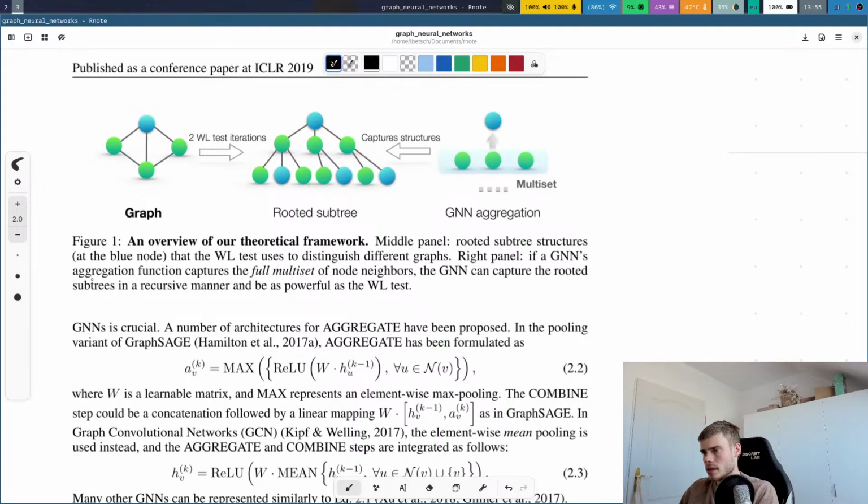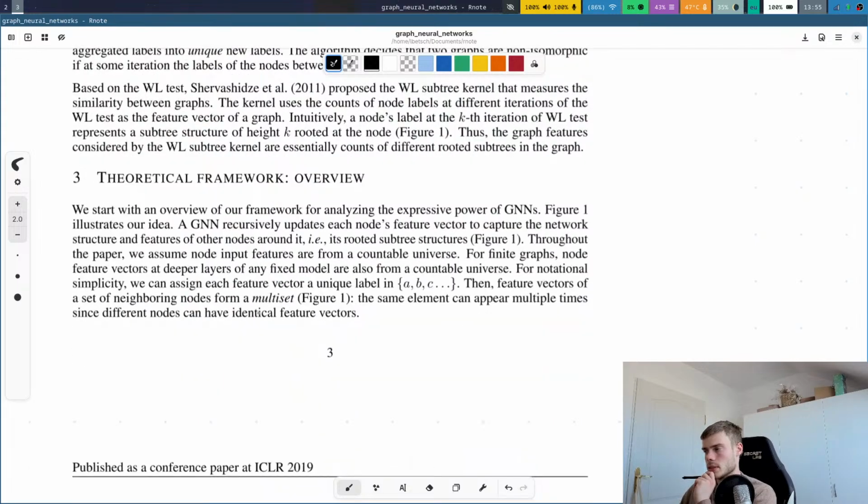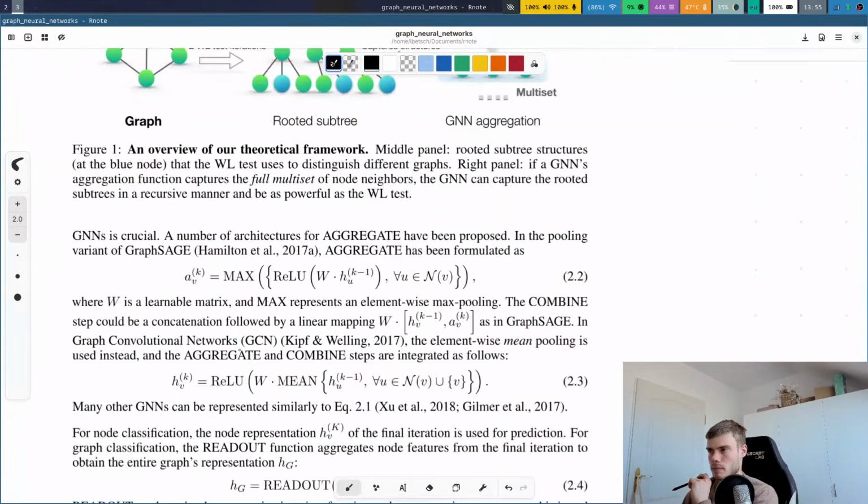If a GNN's aggregation function captures the full multiset of node neighbors, it can capture the rooted subtree. The rooted subtree. Okay, I don't really understand what the rooted subtree here is. What that really means.